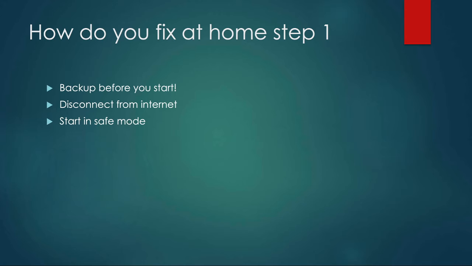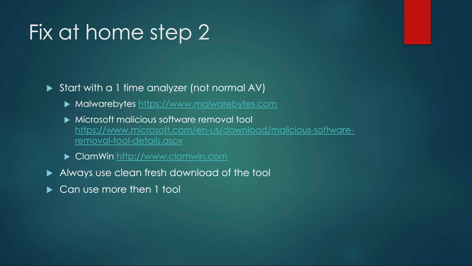The next thing you want to do is disconnect from the internet. So for the computer that we have a suspected virus on, disconnect from the internet, start in safe mode, and then you're going to end up doing a lot of stuff through USB. So you can do things like one-time analyzers, and you can actually download these, get a fresh download, pop it on a USB. You can download all three of these if you want. And then you're going to run them on the computer that has the suspected infection.